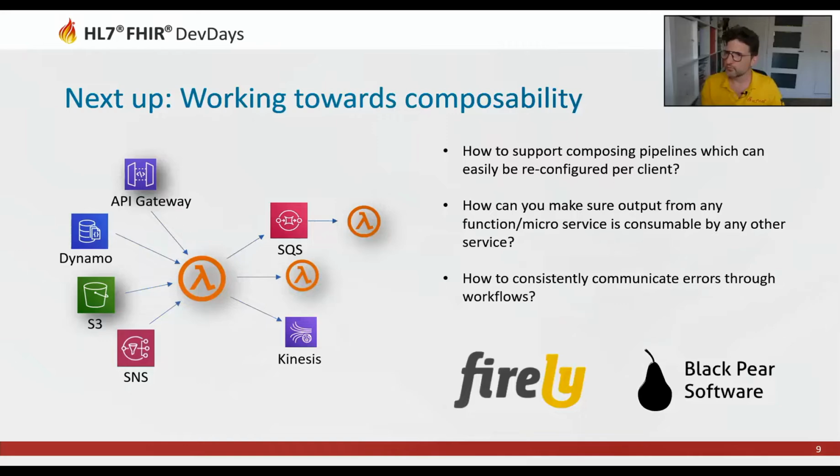We do that with Black Bear Software. They have experience in deploying these kinds of things, have their products deployed basically in AWS. So they had lots of ideas about this composability of pipelines. So we're working together with them to create some kind of FHIR cloud communication messaging format that we can use for composable Lambdas. But that's something for another talk.